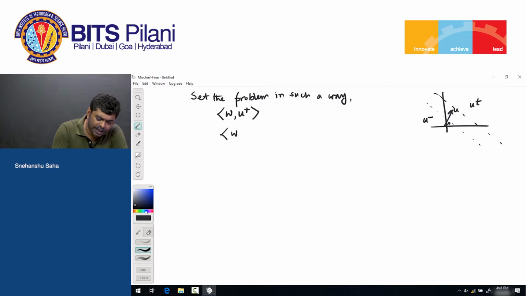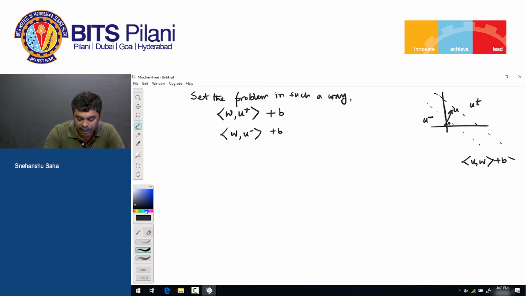We also take the negative training examples, the inner product of w and the negative training examples. And if you recall the decision rule from the previous slide, the decision rule was the inner product of u and w plus b greater than or equal to 0. Okay, so this u is unknown, right? I mean, this u could be anything. This u could be a positive training example, could be a negative training example. The question is, irrespective of whether this u is a positive or a negative training example, this condition has to be satisfied.